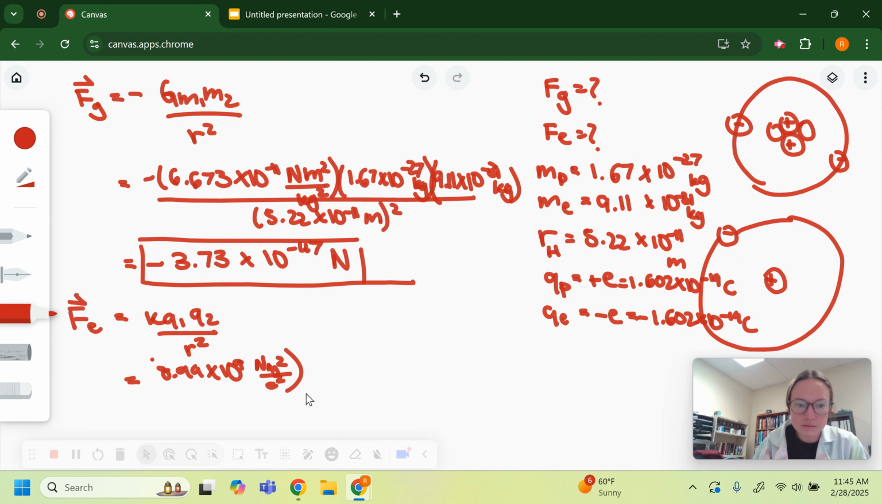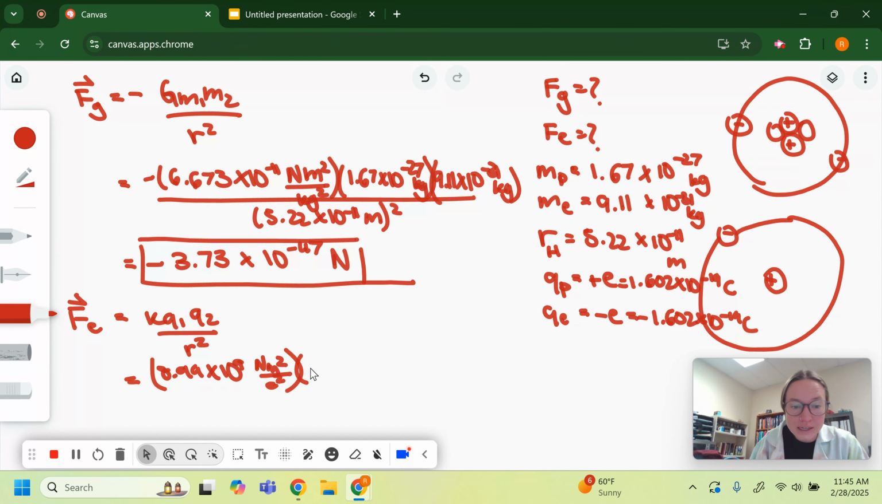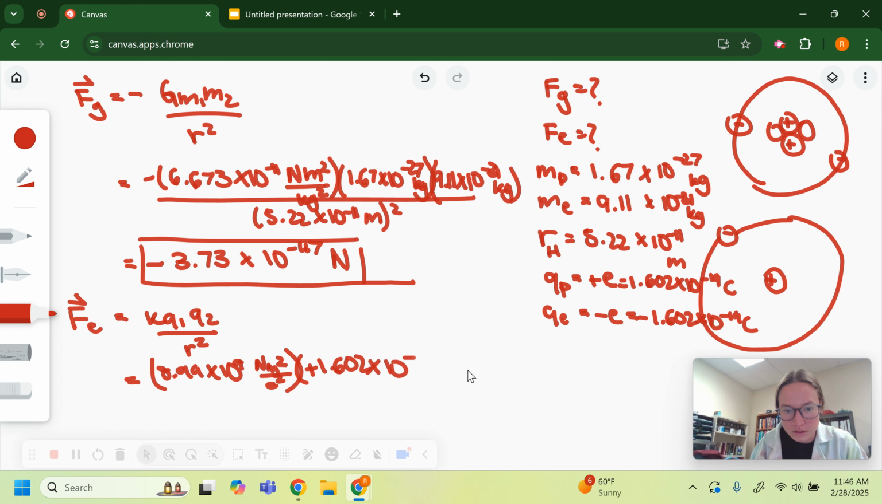Sorry again, my handwriting's a little messy because I'm writing before the lag loads, so I'm writing before I can see what I'm writing. It's kind of crazy over here. Q1 is going to be equal to positive 1.602 times 10 to the negative 19th coulombs because it's the charge on a proton. The charge on my second object this time is an electron. It's going to be negative 1.602 times 10 to the negative 19th coulombs.